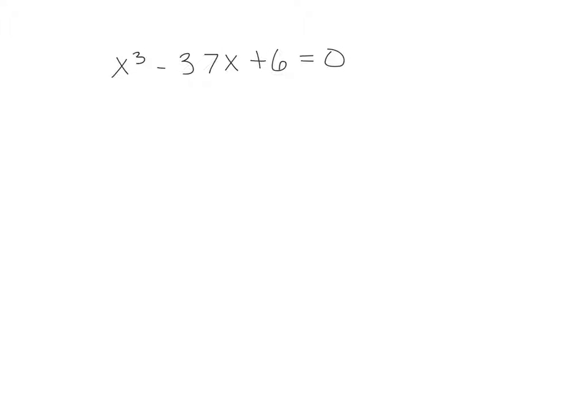To solve this problem, I see that you already found that one rational root was 6. So when you found 6, you should have used synthetic division. And synthetic division for this problem is set up as 1, since the coefficient in front of the x cubed is 1, 0 since there's not an x squared term, and then we should have negative 37 and then a 6.